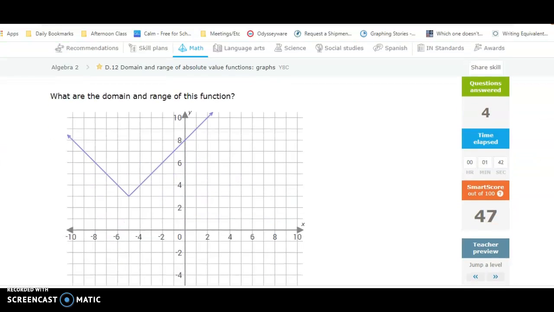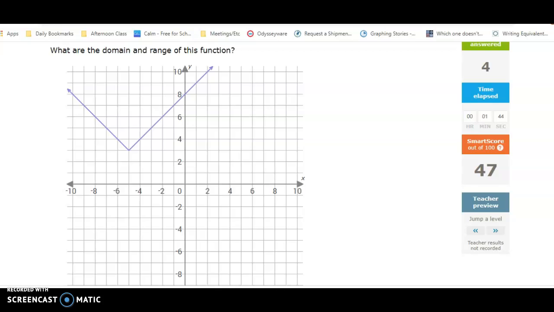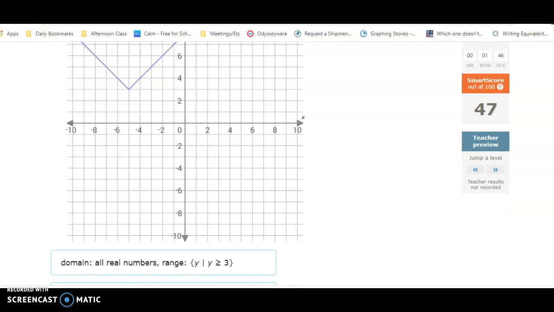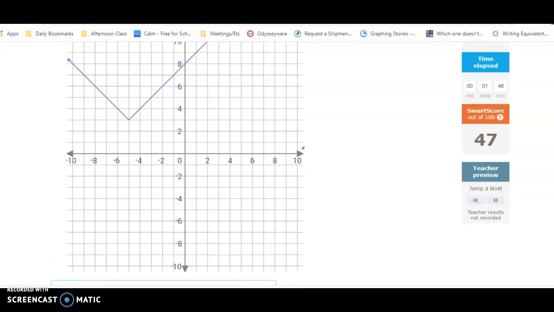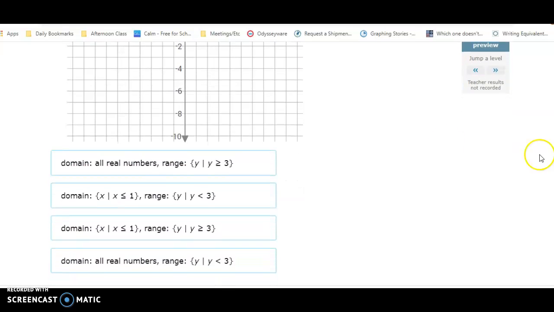Now, when you get to about 47, it looks like, it's going to ask domain and range. So in this case, the domain is, of course, all real numbers. The range, we want to think about the y of the vertex. So the y of the vertex would be 3. So the domain is all real numbers, and our range is y is greater than or equal to 3.